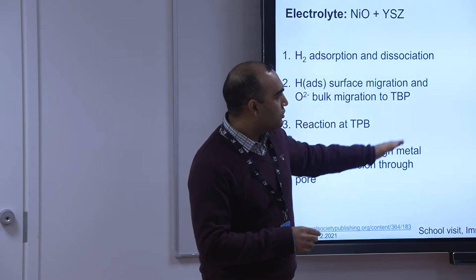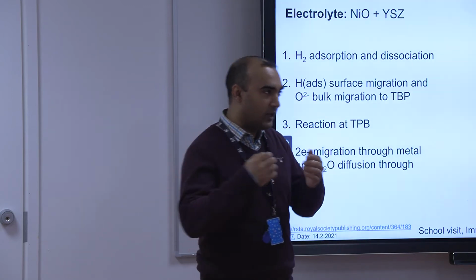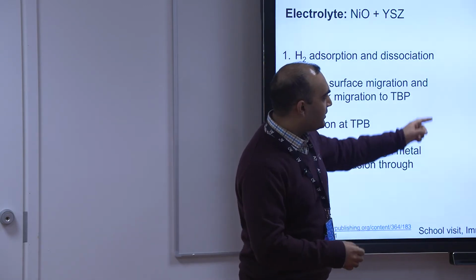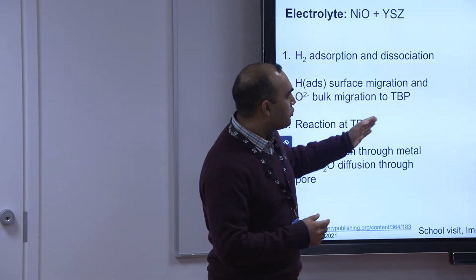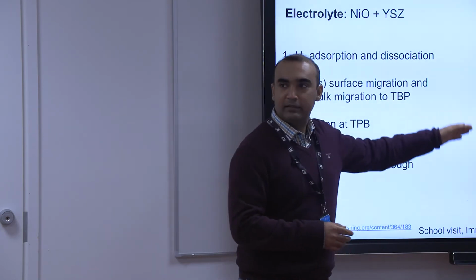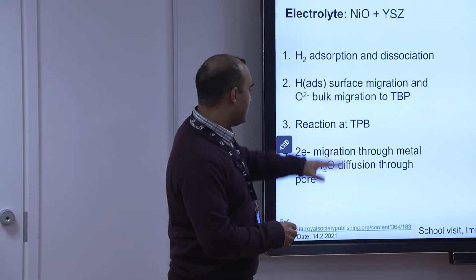So this is the third step, and at that step, reaction happens, and electrons go through the metal side, and the oxygen ions which are coming from the cathode through the electrolyte react with this hydrogen, and we get water. And electrons go through the metal, the nickel, so they go out. So these are the steps.